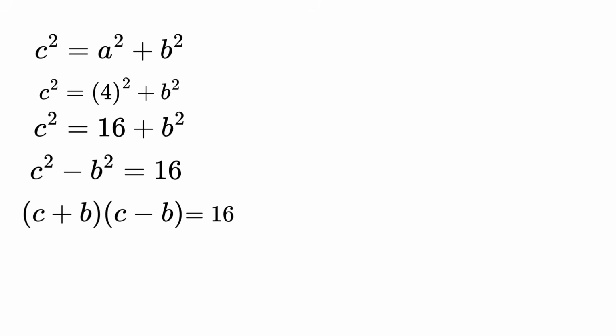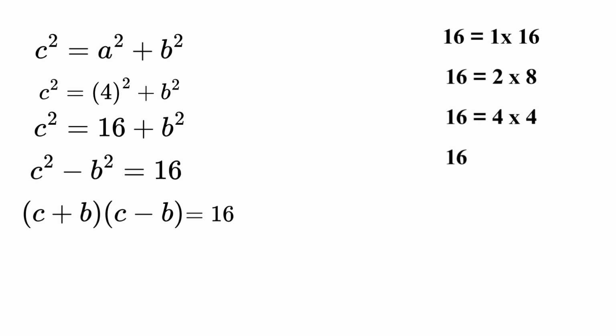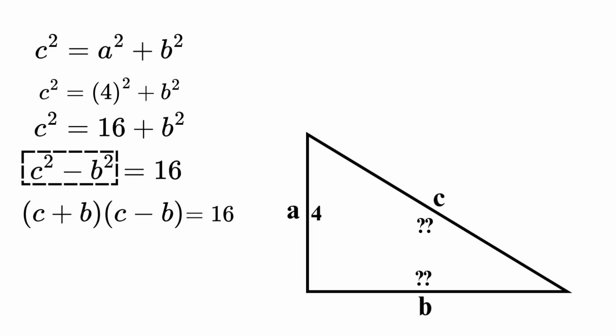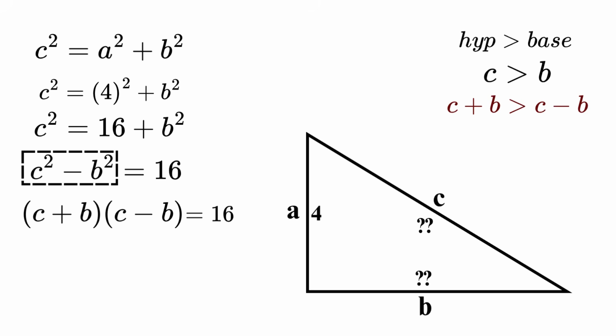Now, we need to find the factor pairs of 16. So, what are all the ways we can multiply two numbers to get 16? Well, these are all the possible factor pairs of 16. Now, here's the key insight. Since c is the hypotenuse and b is one of the legs, we know that c must be greater than b. This means that c plus b will always be greater than c minus b. This is an important point, so keep this in mind.